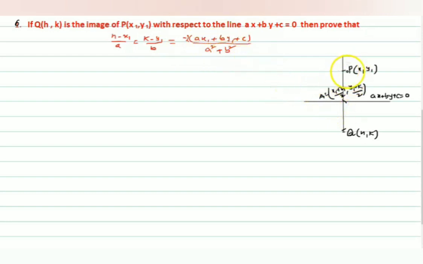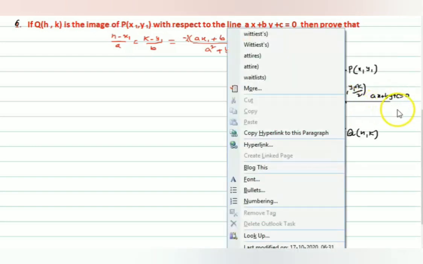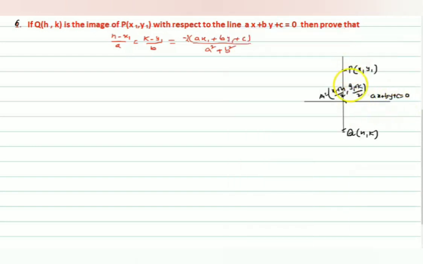P is the point (x1, y1), and Q(h, k) is the point exactly equidistant from the line ax plus by plus c is equal to 0. Certainly, the midpoint of PQ will lie on the line ax plus by plus c is equal to 0. So the midpoint is ((x1 plus h) by 2, (y1 plus k) by 2), call it A. If you substitute this midpoint in ax plus by plus c is equal to 0, it satisfies. With these conditions, we are going to prove this. The first part of the problem is the same as that of the foot of the perpendicular.